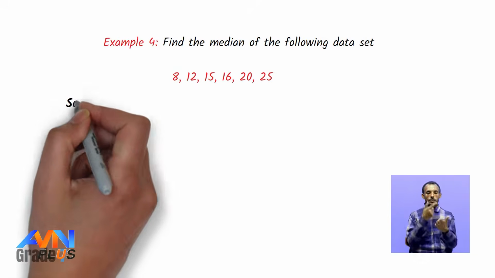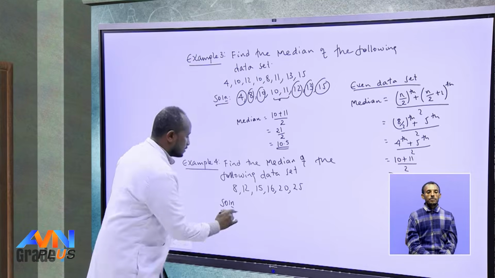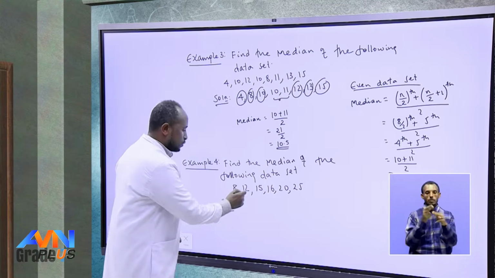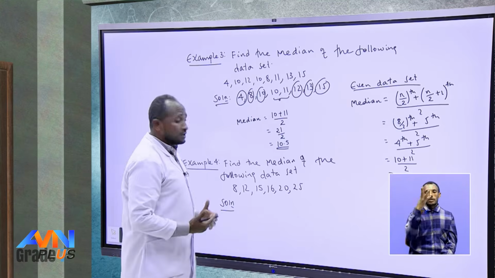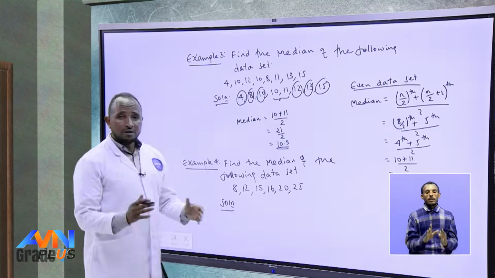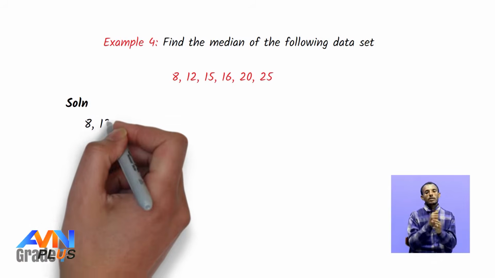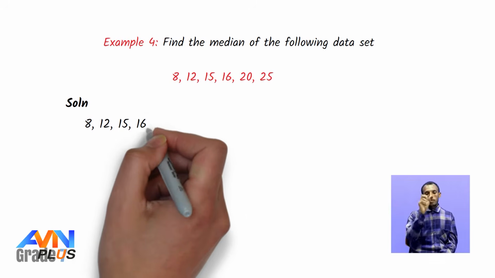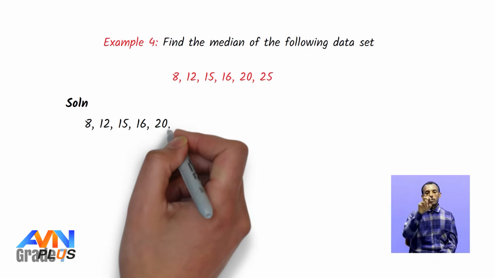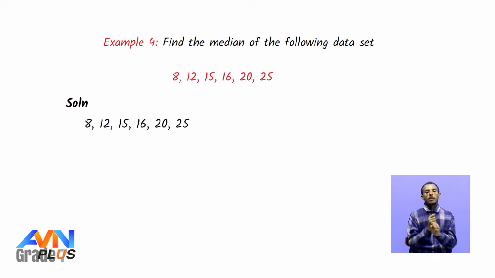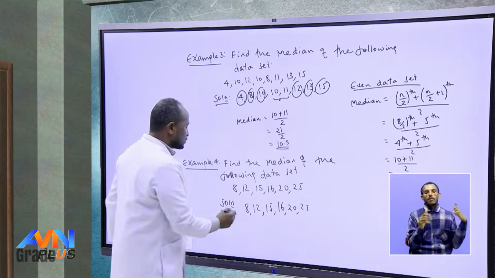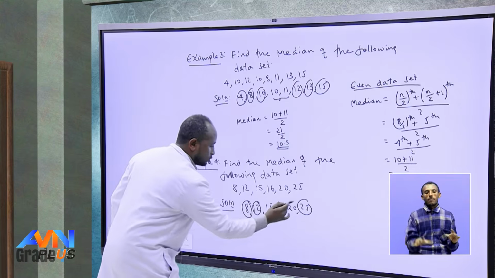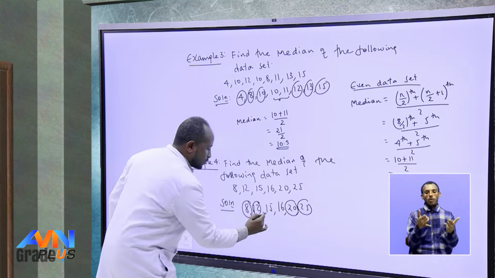In this case, let's arrange the data. The data, arranged starting from the smallest, is 8, 12, 15, 16, 20, and 25. The data is arranged, therefore, let's try to find the middle value of this data set. Here, let me write the question again: 8, 12, 15, 16, 20, 25. Let's find the middle value by cancelling the left and the right terms. So when you cancel this one, and again cancel 12 and 20, now these two are the middle terms.